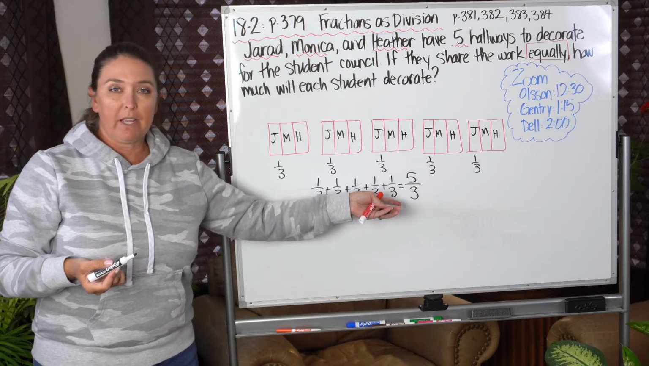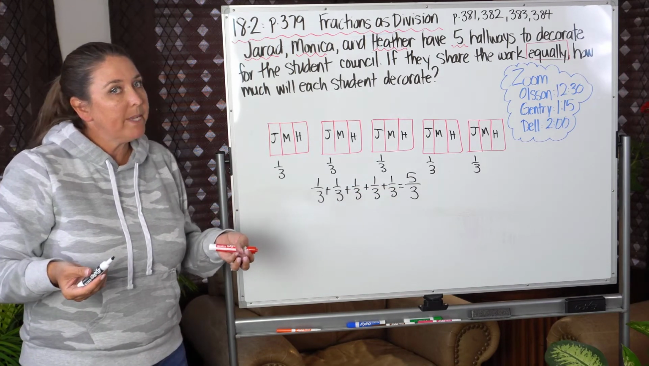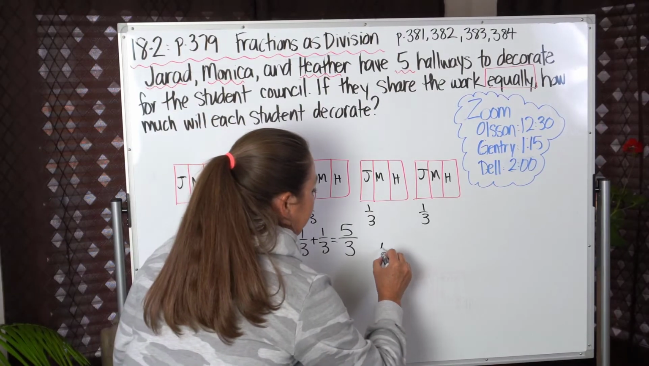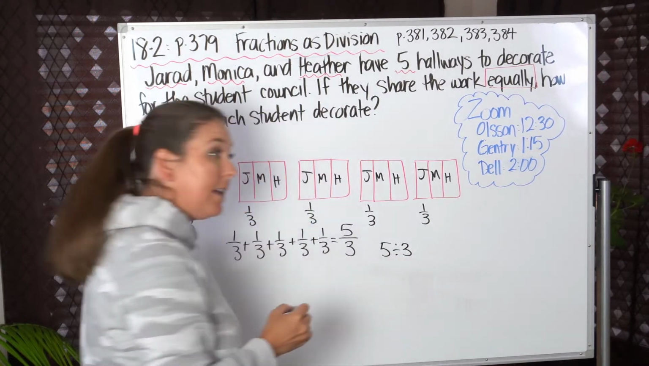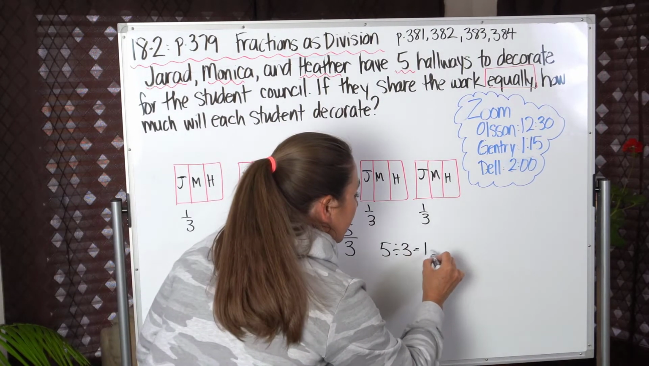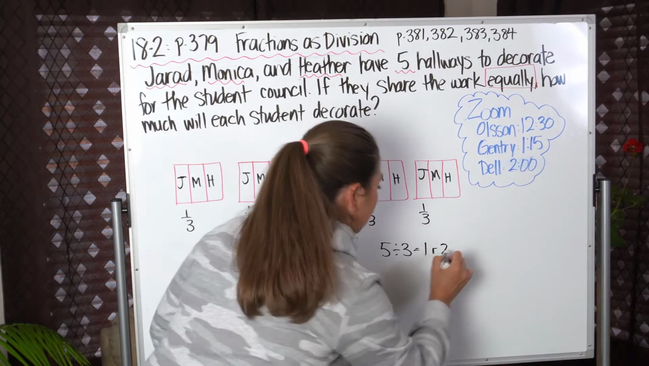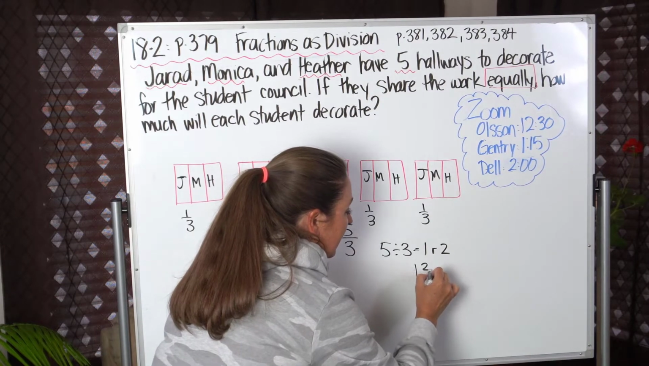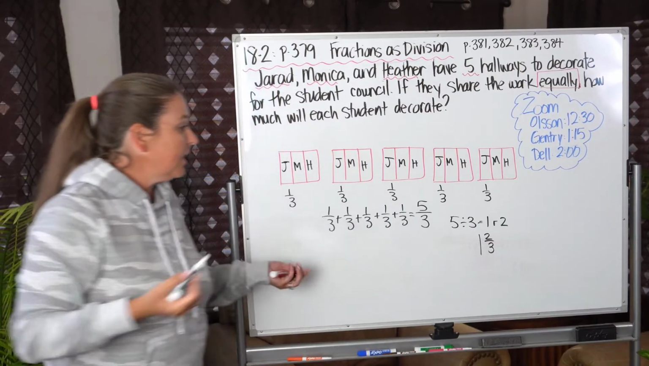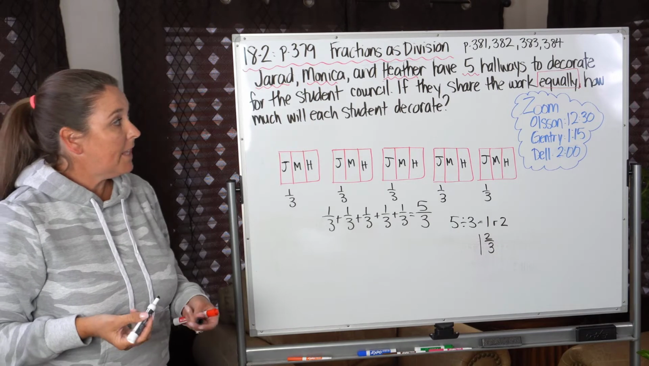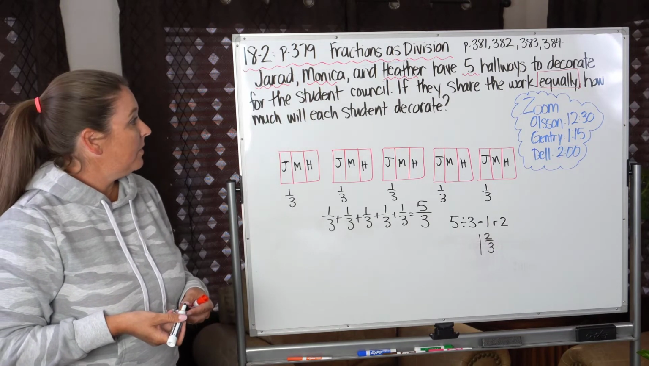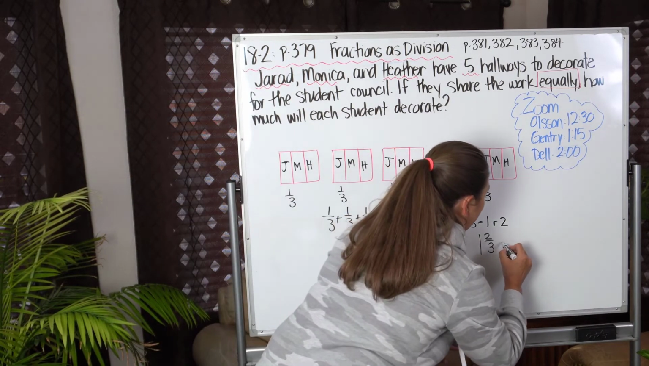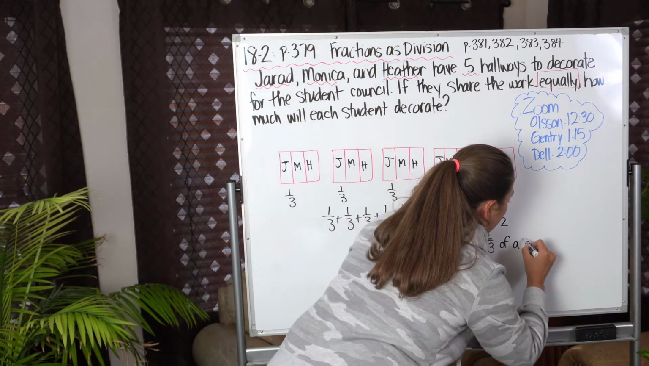This is an improper fraction. I would like to see you change it to a mixed number by dividing the numerator by the denominator. So 5 divided by 3, which we've talked about before, would be 1 with a remainder of 2. Remember, my remainder becomes my new numerator. So 1 and 2/3. So we could answer it now. If they share the work equally, how much will each student decorate? They'll each decorate 1 and 2/3 of a hallway.